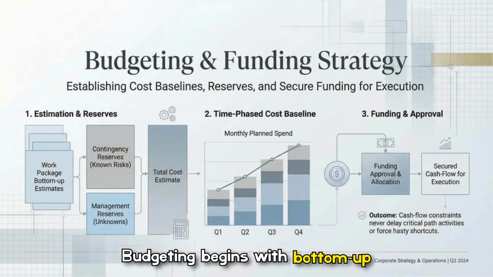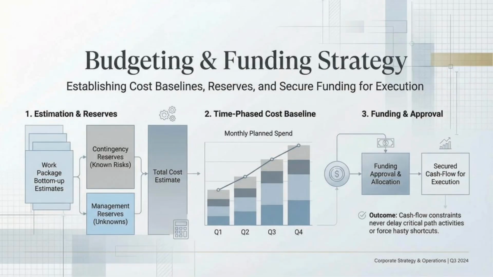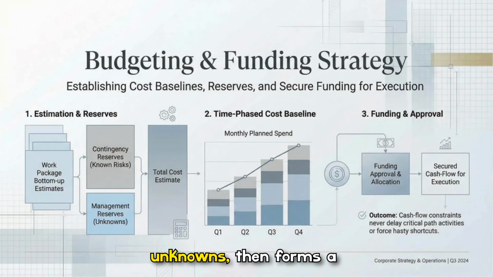Budgeting begins with bottom-up work package estimates, layers contingency for known risks, and management reserves for unknowns, then forms a time-phased cost baseline to show planned monthly spend. Secure funding and approvals early, so cash flow never forces shortcuts, and use the baseline to monitor spend against the plan throughout execution.